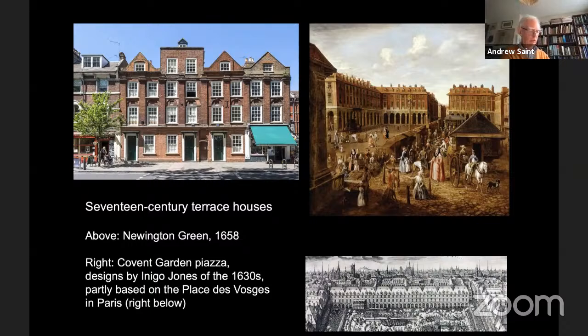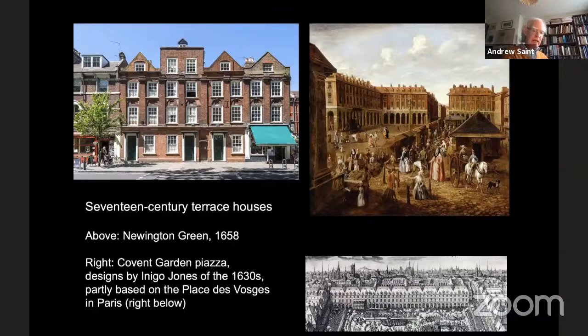The picture on the right is of a much more famous development. It's the famous Covent Garden Piazza, which is normally held to be the origin of the London Square. Not really talking about squares in this talk, I'm talking about the houses themselves. We can talk a bit about squares if you like in the discussion. These houses you see on the right, around two sides of the piazza, were designed by Inigo Jones, the King's architect, in the 1630s. This is definitely architecture with a capital A, as opposed to the ones on the left, which are architecture with a lower a, I suppose.